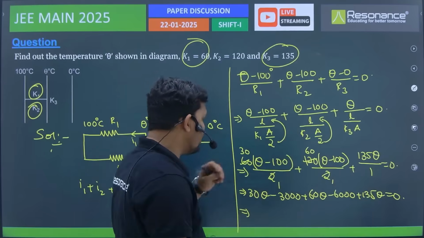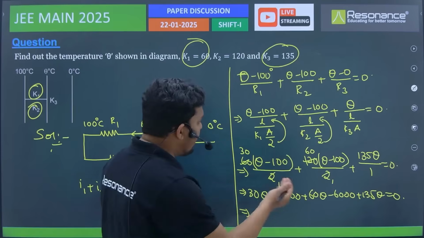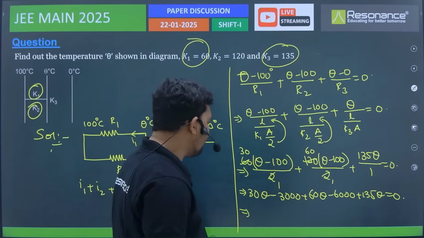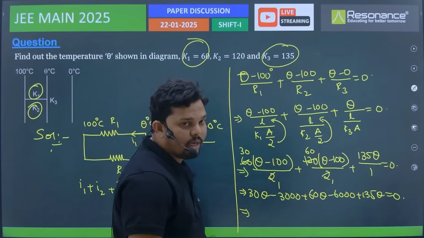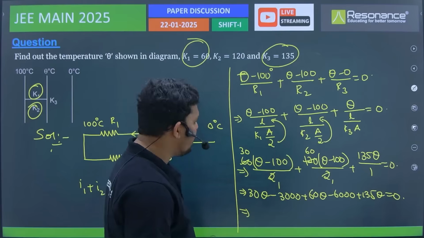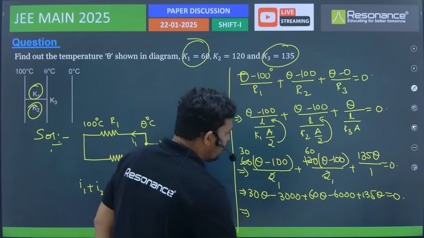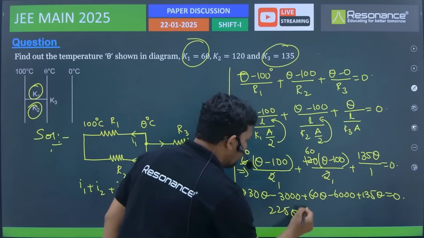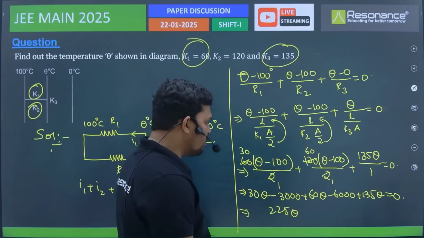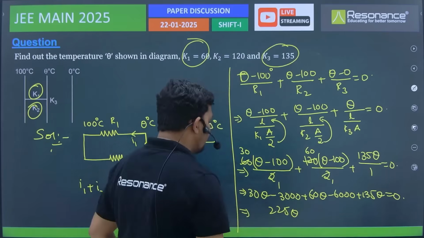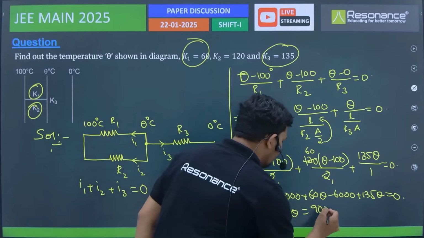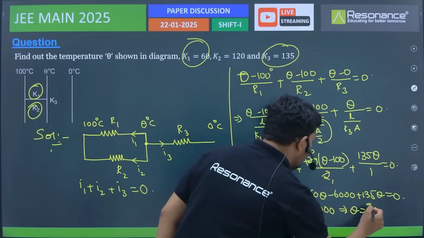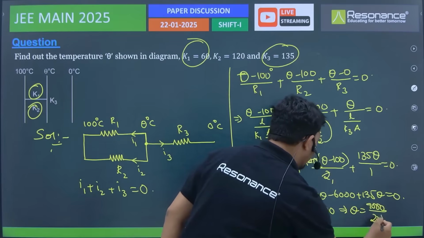Now I would like to add all the theta terms. So 60 plus 30 is going to be 90. And 90 plus 135: 90 plus 100 is 190, and 190 plus 35 is going to be 225. So I would like to take here 225 theta, minus 6000 and minus 3000 is going to be minus 9000. I can send this minus 9000 to the other side. So now theta will be equal to 9000 divided by 225.